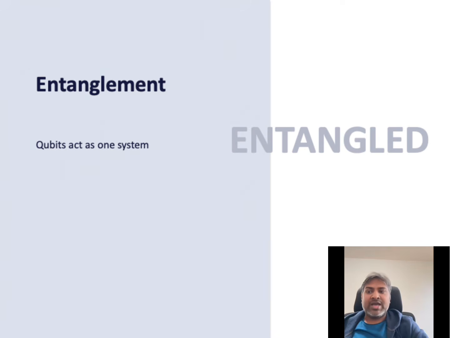This behavior has no equivalent in classical computing. Entanglement allows quantum computers to operate as deeply connected systems. Qubits work together rather than independently, enabling complex correlations and computations that classical computers cannot efficiently reproduce.